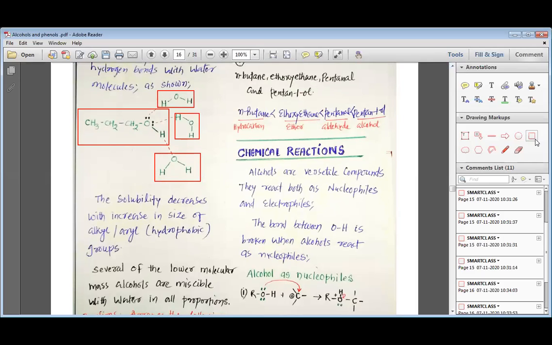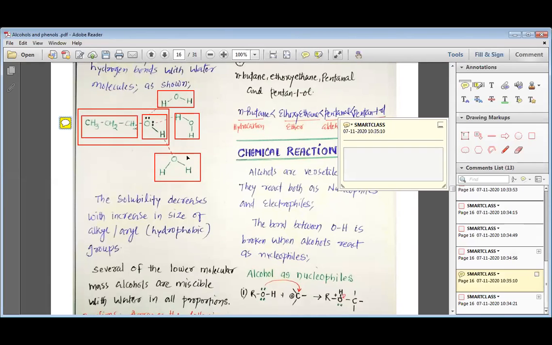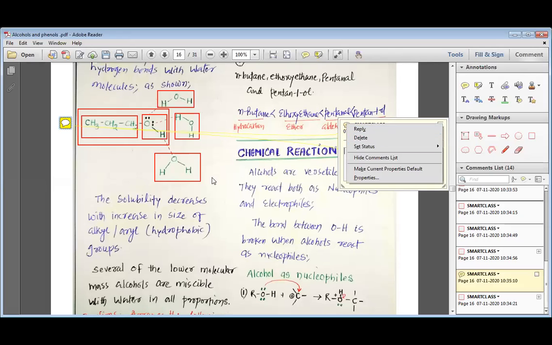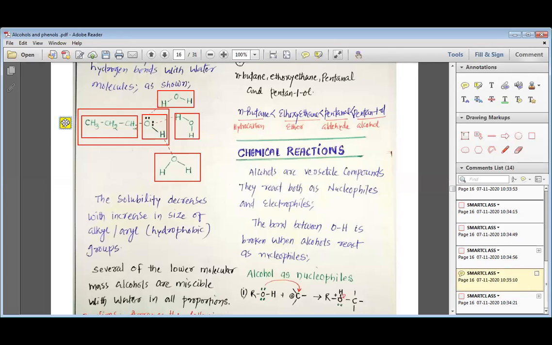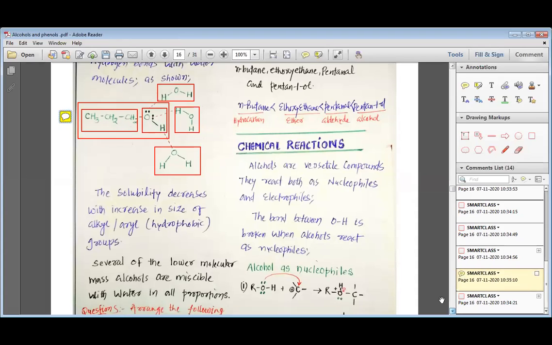You can see, my dear students, that this part of alcohol is hydrophilic, but this part of alcohol is hydrophobic. As this part is hydrophobic, as the number of carbons increases, the solubility of alcohol in water decreases.